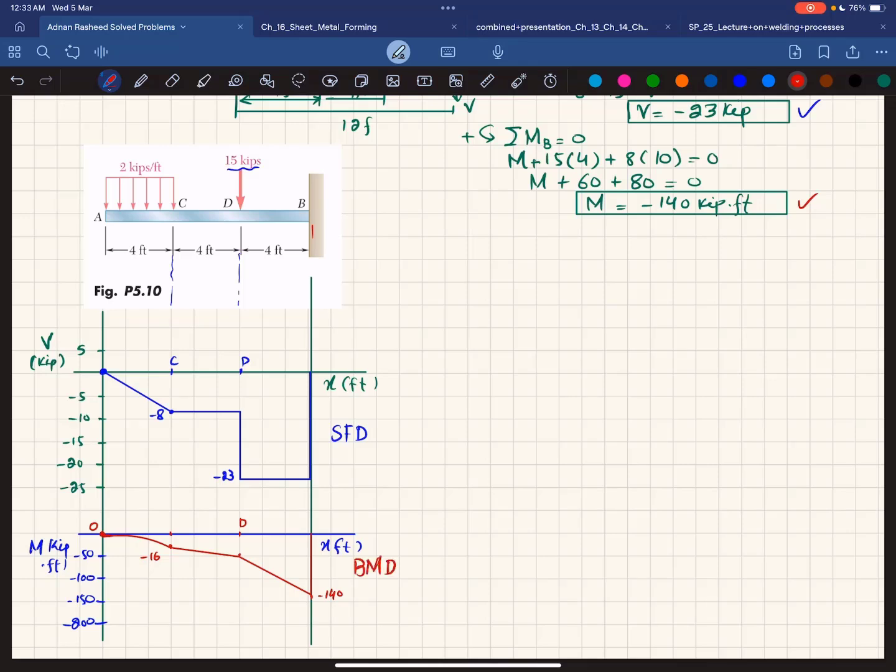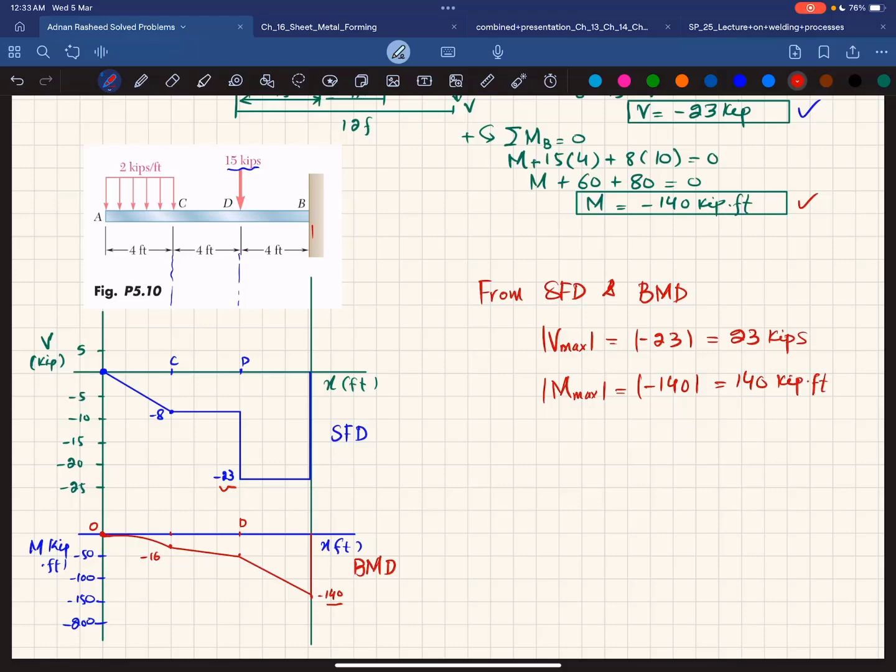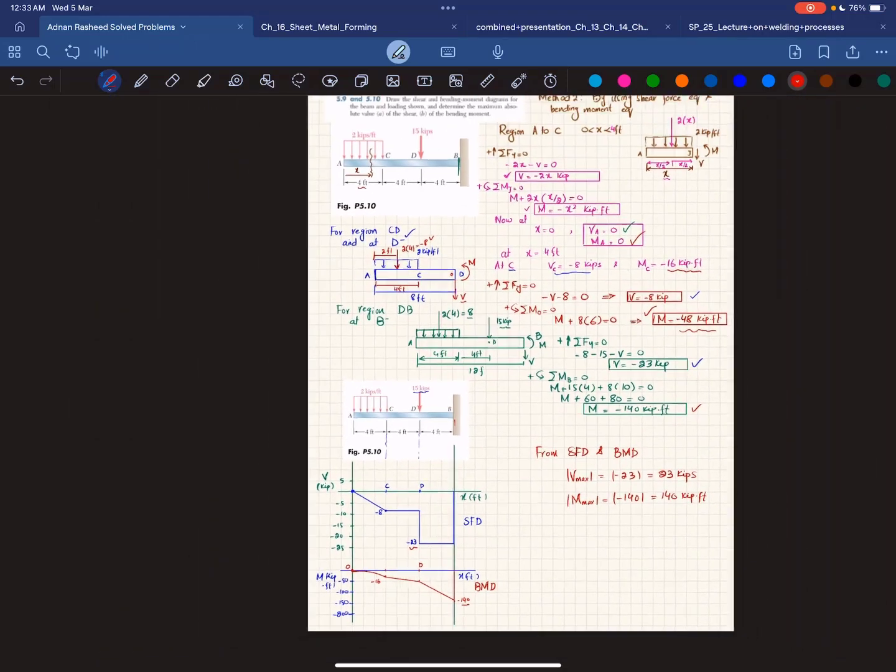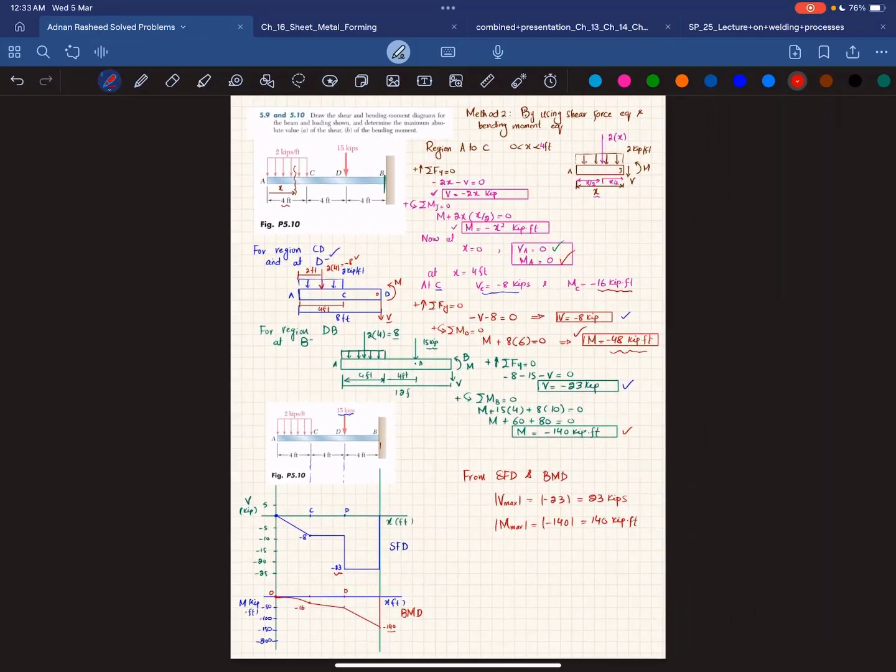So from this SFD, shear force diagram, and bending moment diagram, you can calculate the maximum absolute value of shear force and maximum absolute value of bending moment. So you can see this is minus 23, or that is equal to 23 kips, and moment is equal to minus 140 mod, and that will be 140 kips into feet. So this was all about this problem 5.10 that we have solved by using 2 methods.